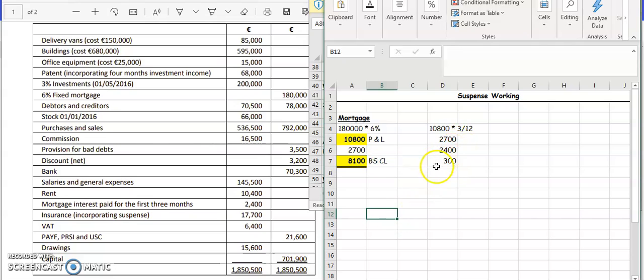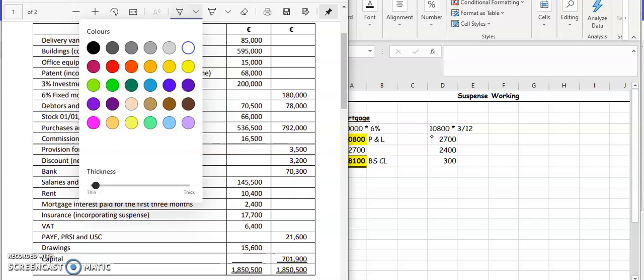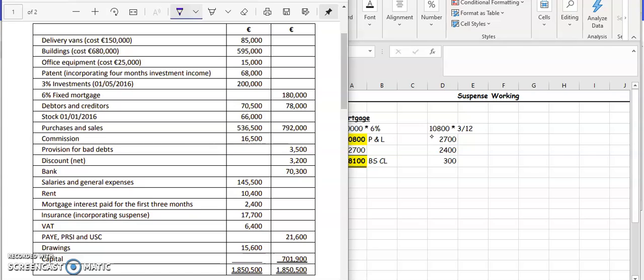Okay, so we found out now that our mortgage interest should have been 2,700. So what we're going to do here, just a little trick for yourselves, on your trial balance, you're going to just put in beside mortgage interest plus 300. Okay, so we know that our mortgage interest has to go up by 300 because it should have been 2,700. With our debits and credits then, this means that our debit side now is up 300.